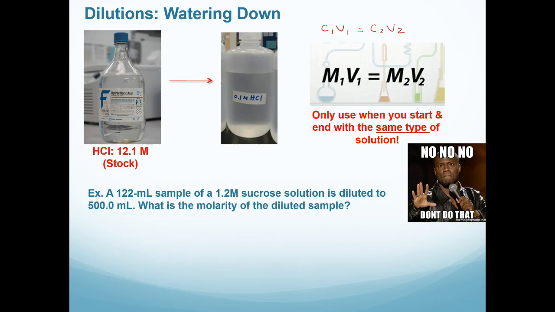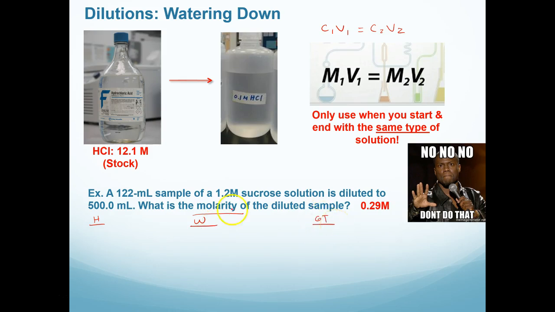So we have a 122 milliliter sample of sucrose solution. We're given the concentration, and we are diluting it to a final volume of 500.0 milliliters. What is the molarity of the diluted solution? Okay, and we're given the answer there. So let's see how we get to it. Have, want, and get there.